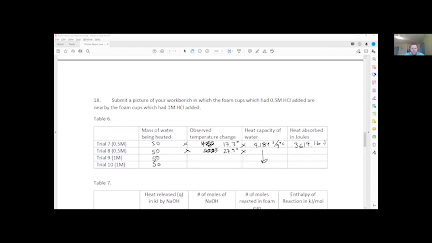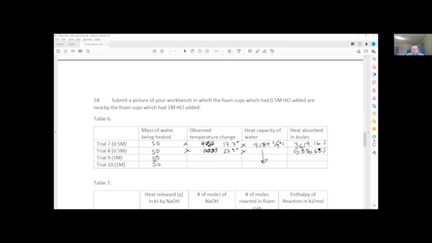My next trial is 50 times 27.9 times 4.184. I did that right. And that is 5,836.68 joules. Okay, so what we see there is as the amount of sodium hydroxide goes up, so too does the amount of heat that's absorbed by our solution.